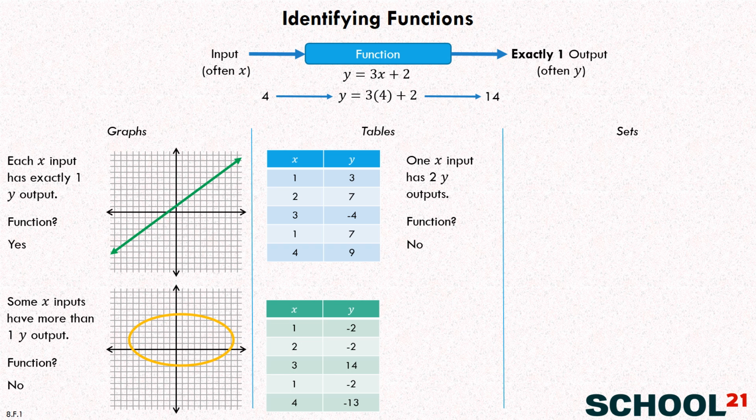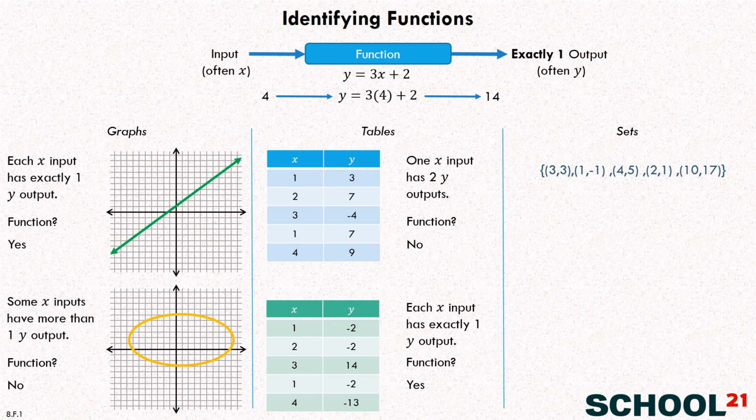Let's look at another table here. We have some different values, 1, 2, 3, and then also 1 again for x and 4. But each time we put in that 1, we get the same output of -2. So there's nothing to say that this is not a function. If this were all the values for a function, we would say, yes, it is a function. Each x input has exactly one y output. Make sense? Yeah.